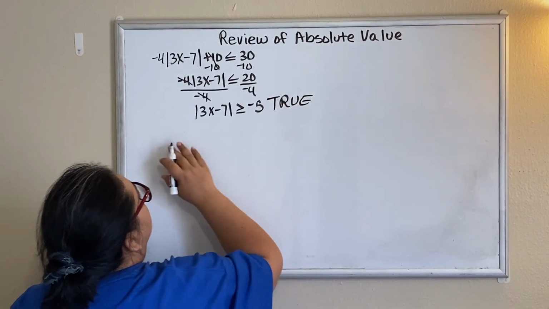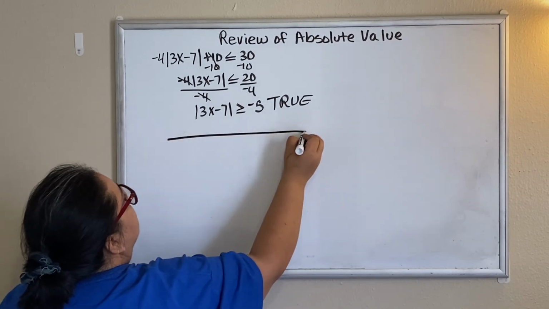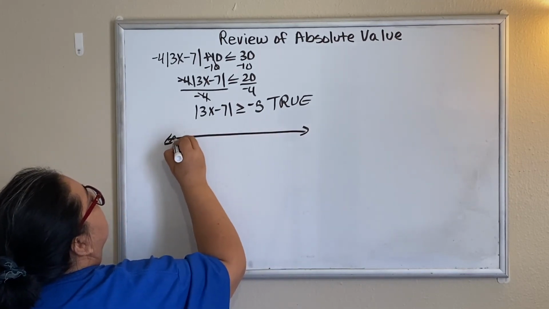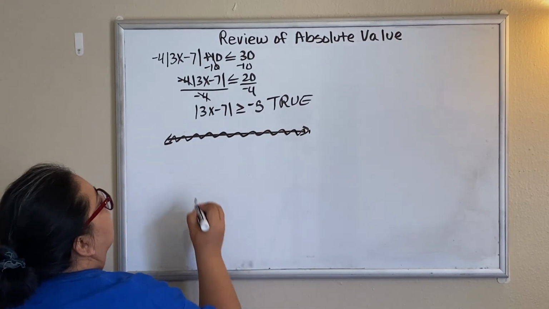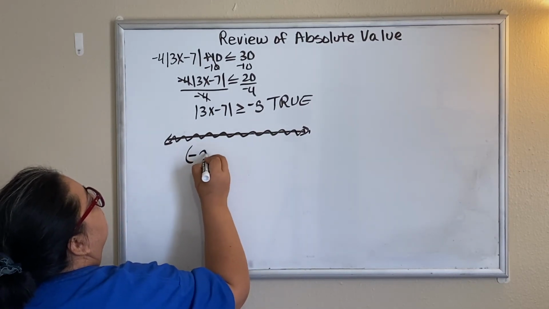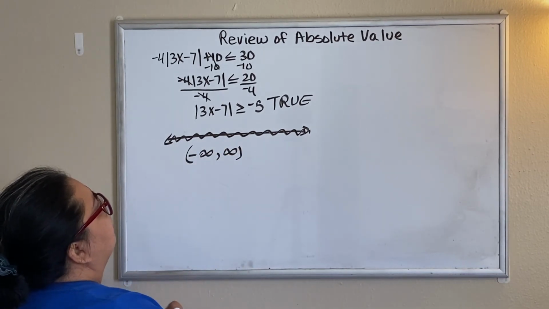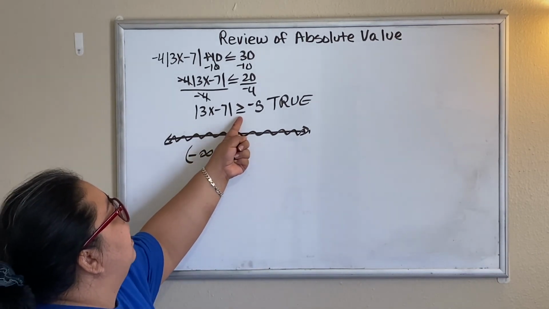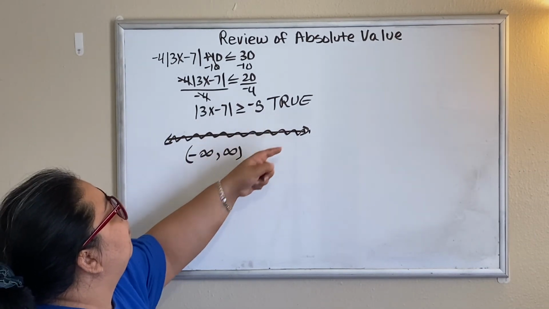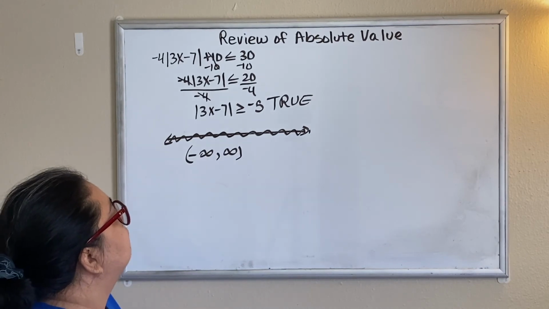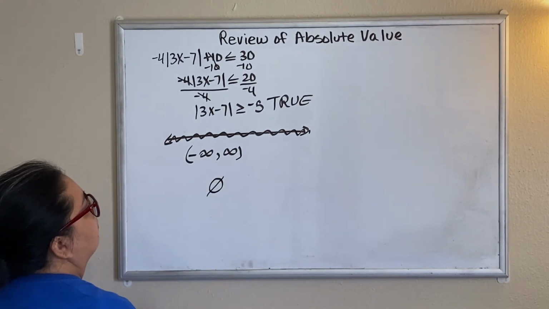So we don't have to worry about an and statement or an or statement. We simply have a number line that is true everywhere. We shade the whole thing. So our interval notation would be -infinity to infinity. If this had been less than or equal to, or if it was just less than, it would have been false, and we would have had no solution. No solution looks like this, okay?